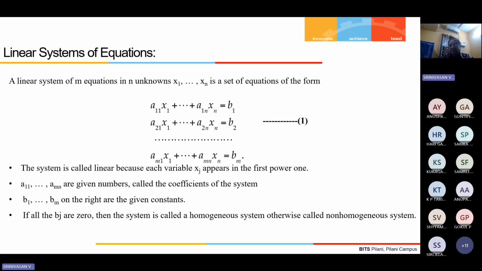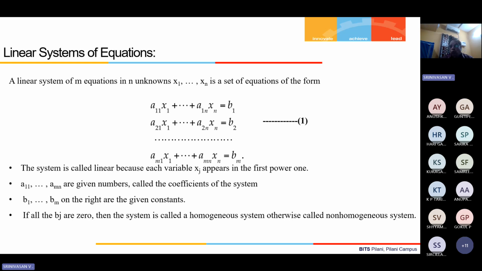So what is the form that we are making? Suppose there are unknowns, in the sense whose values are to be found, variables x1, x2, etc. There is a set of equations of the form: a11 x1 plus a12 x2 plus etc. plus a1n xn equal to some constant b1. a21 x1 plus etc. plus a2n xn equal to b2, etc. am1 x1 plus etc. plus amn xn equal to bm.